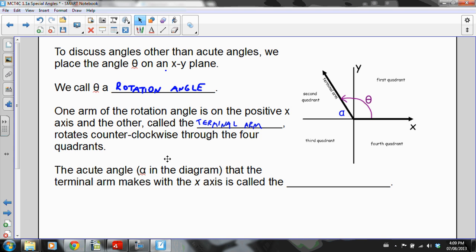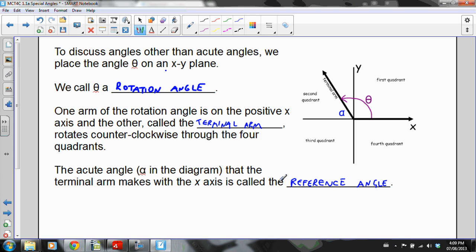The acute angle, alpha in the diagram, that the terminal arm makes with the x-axis is called the reference angle. And this reference angle is always to the x-axis. So when the terminal arm is down here, it's always to the x-axis. So we'll be in here. We'll see this in a bit.